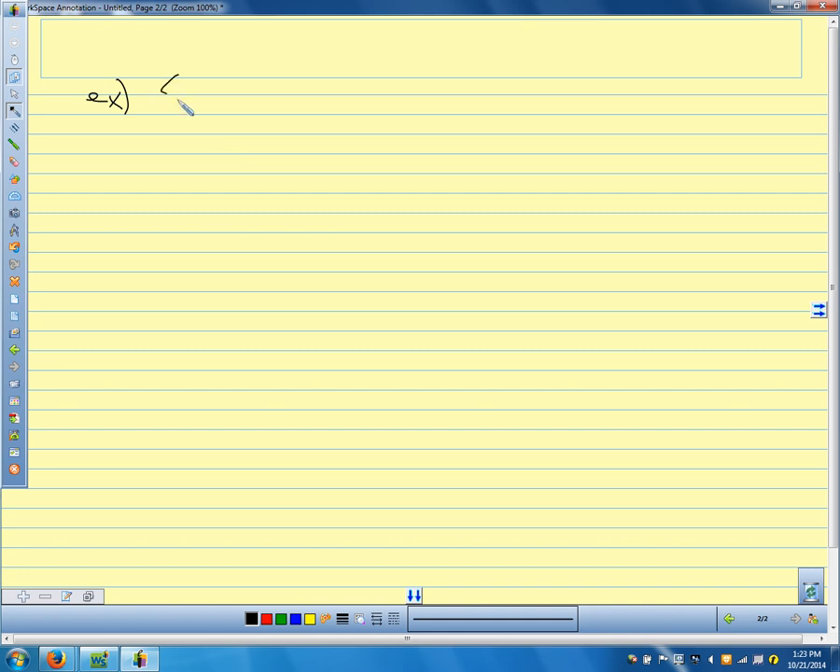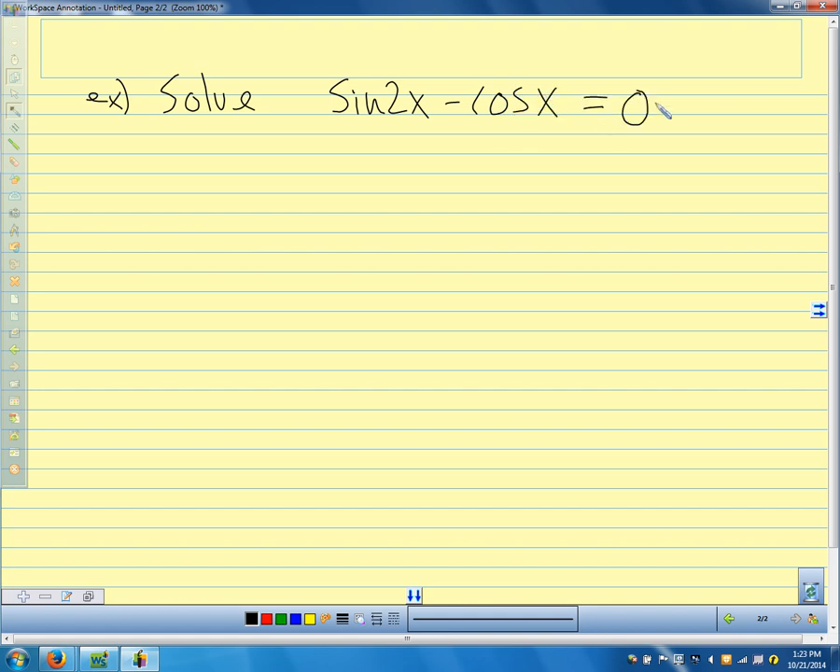Let's solve sine of 2x minus cosine x equals 0. The techniques that we've used before aren't going to work here because we have a sine of 2x and a cosine of x. If they were both 2x's, we'd be okay. If they were both 1x's, we'd be okay. But because they're mixed, we can't do what we've done before.